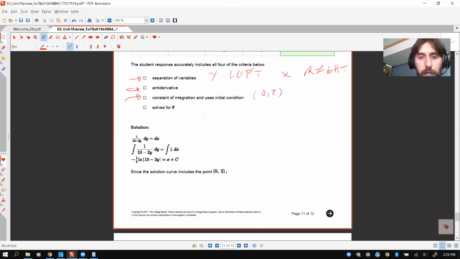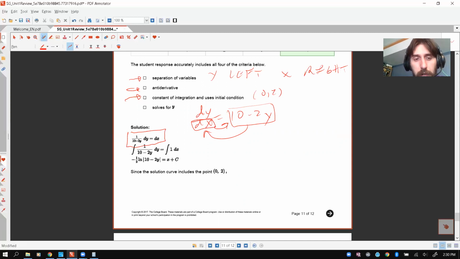So here's what that looks like. Our equation was dy over dx is 10 minus 2y. So I need to move this part over to the left, and I need to move the dx over to the right. If you do that, you'll get 1 over 10 minus 2y dy equals dx. You then need to integrate both sides. The antiderivative of 1 over 10 minus 2y is negative 1/2 natural log of 10 minus 2y.